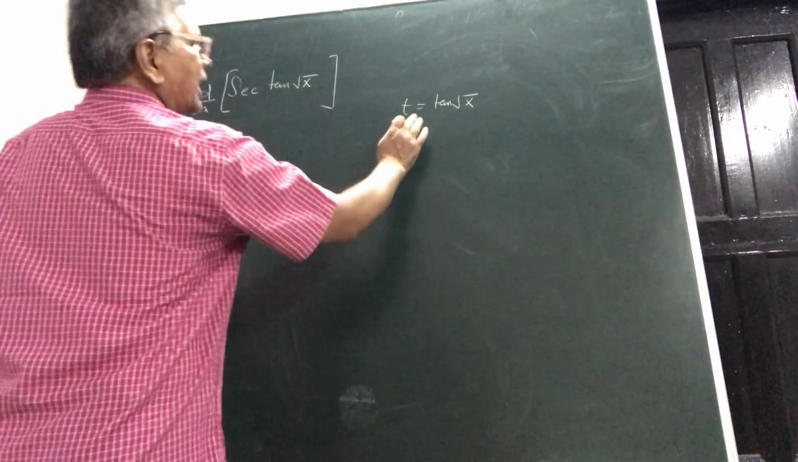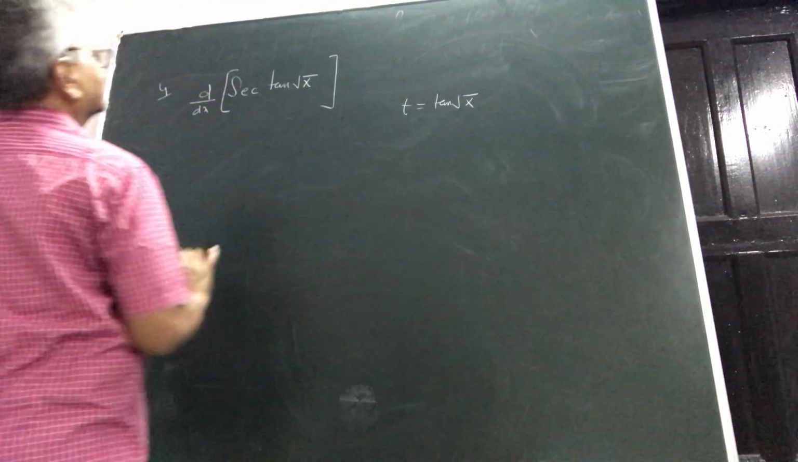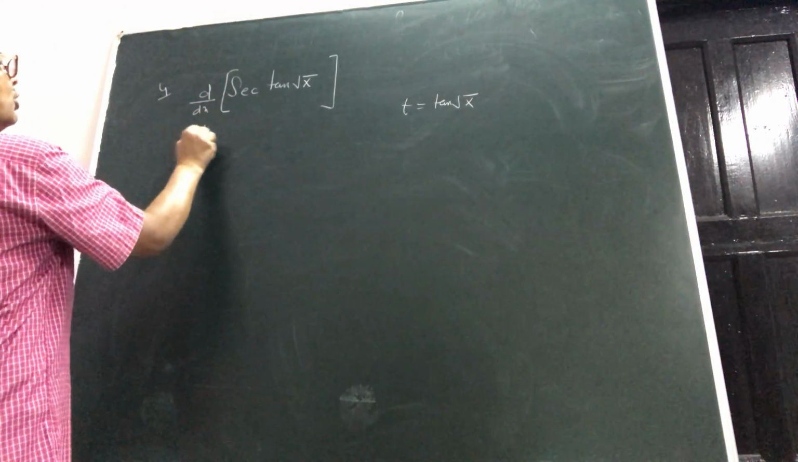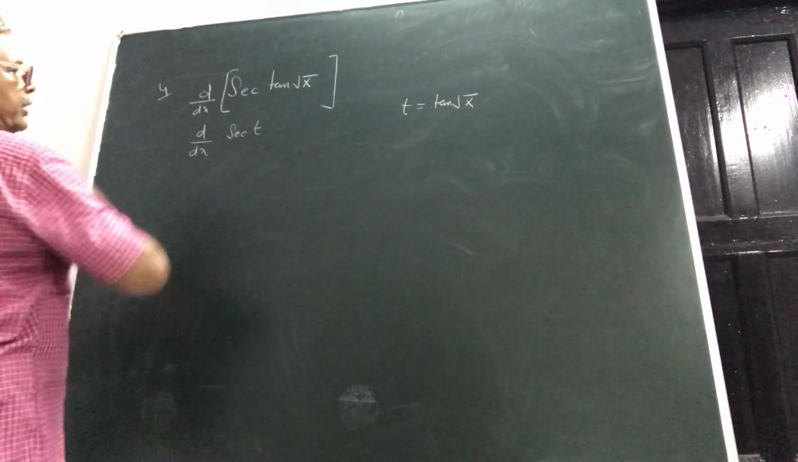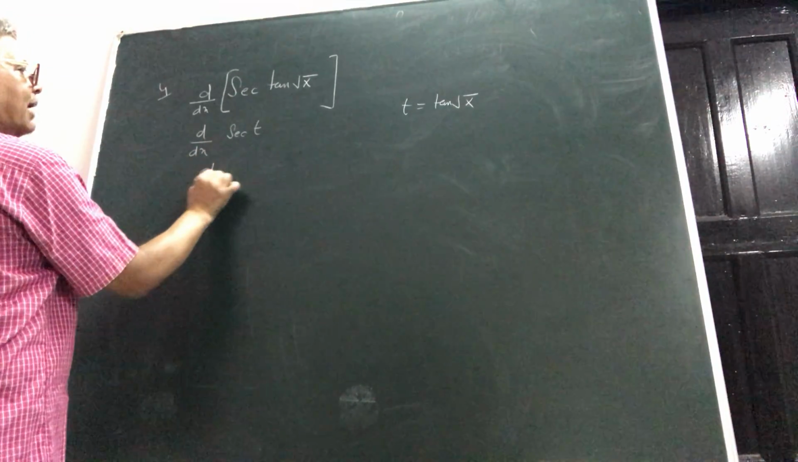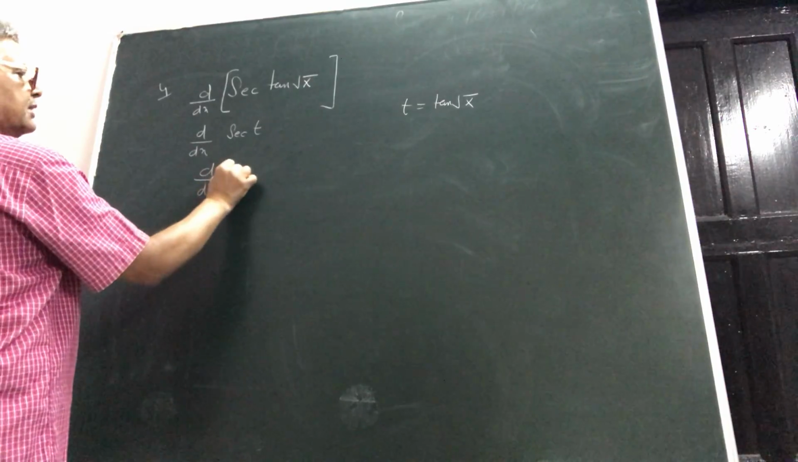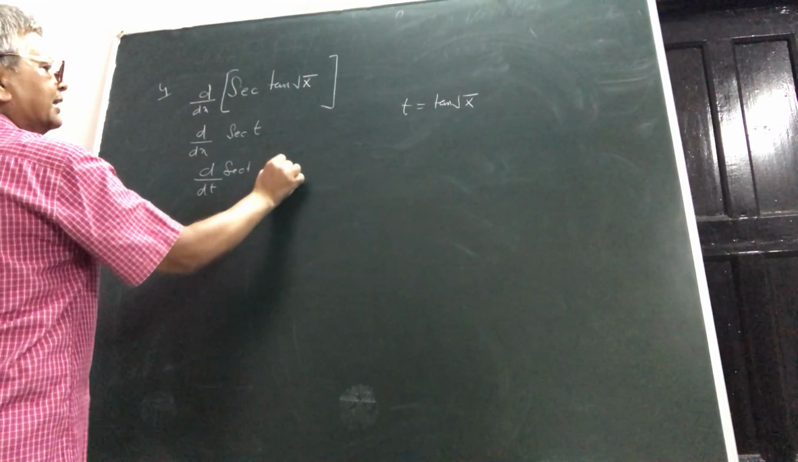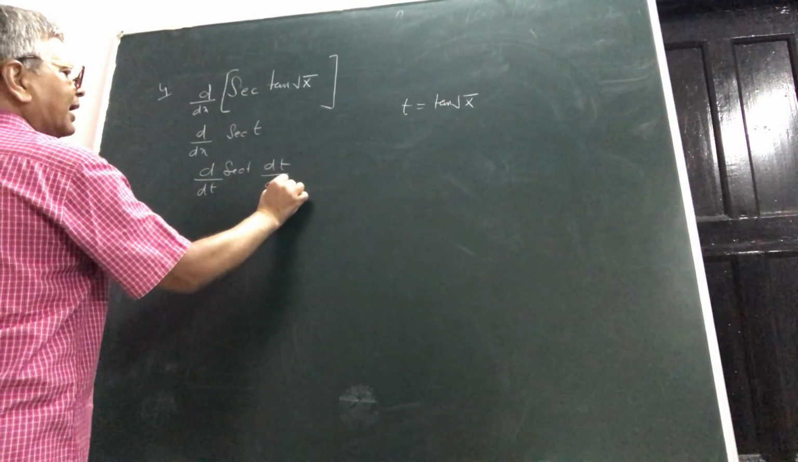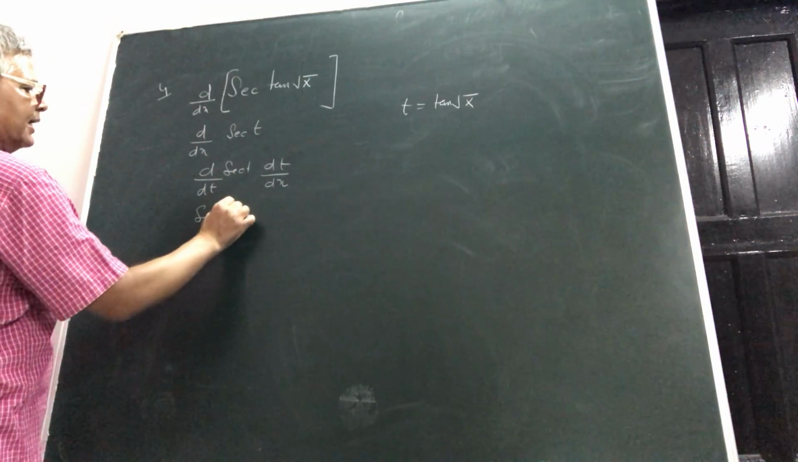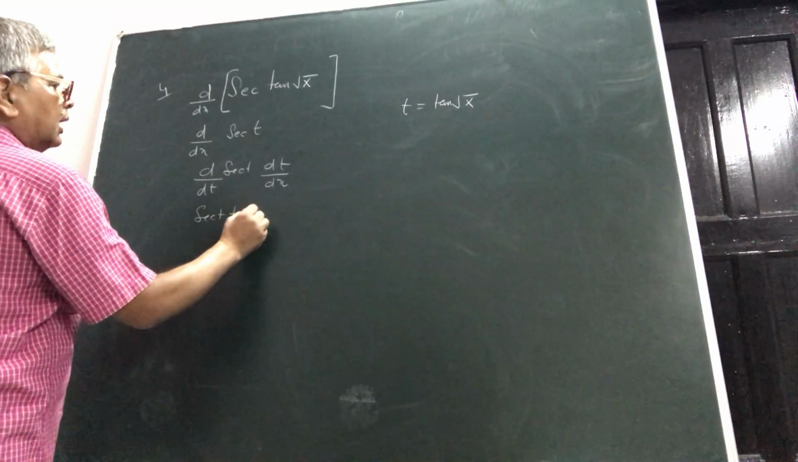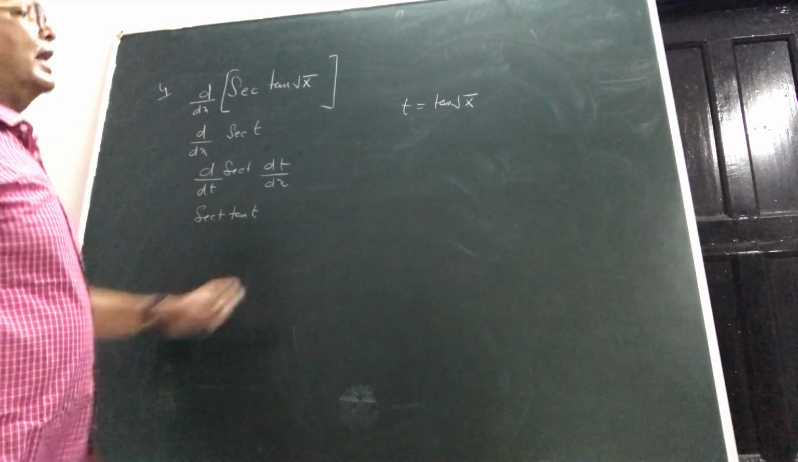So what you have done, you have put t is equal to tan root x. So this becomes d by dx of sec of t. Then what will it become? By chain rule, d by dt of sec t, and then dt by dx. What is the derivative of sec t? It is sec t tan t. And dt by dx you will calculate from where?